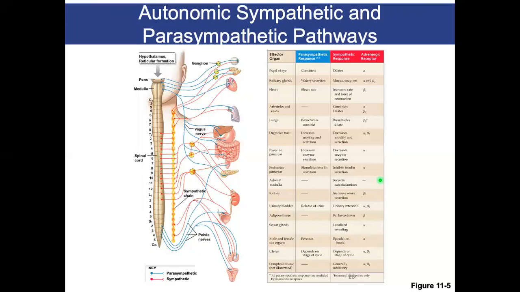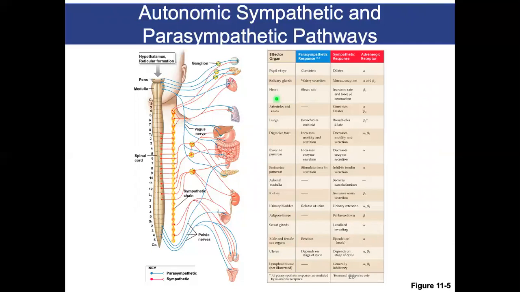Okay, so take a look at the different types of organs. I put this in here because in your professional programs, you're going to have to know it in a little bit more depth. So here's your effector organ, right? Here is your sympathetic response and the adrenergic receptor. There's actually alpha adrenergic receptors, beta adrenergic receptors, and to make it more complicated, there's alpha 1, beta 1, alpha 2 and beta 2. And then there's a parasympathetic response.